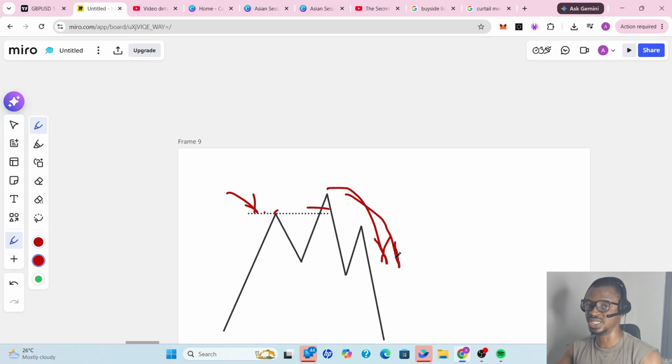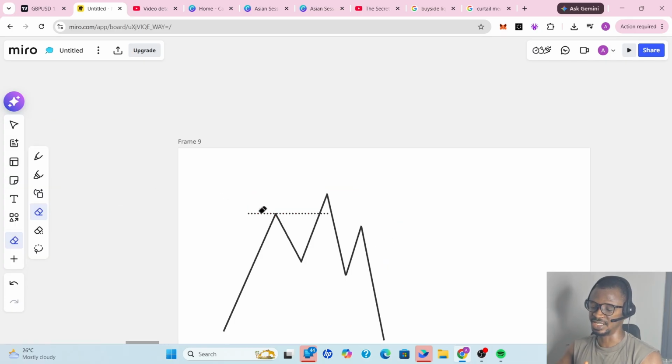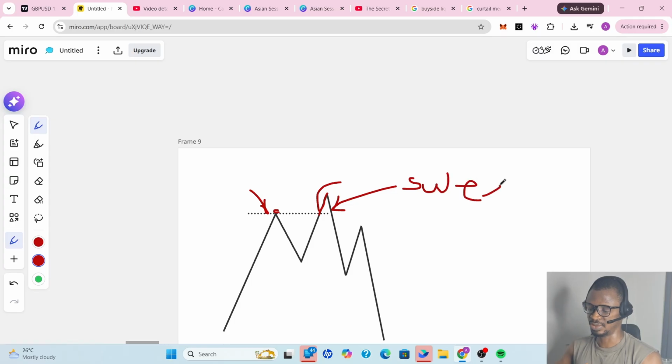So let me show you practically. This is the liquidity itself, and this is the sweep. This particular move here, the moment it goes to the upside and takes out this particular high, it becomes the sweep. So this is the liquidity sweep, and this is the liquidity, which I told you already are the pending orders.